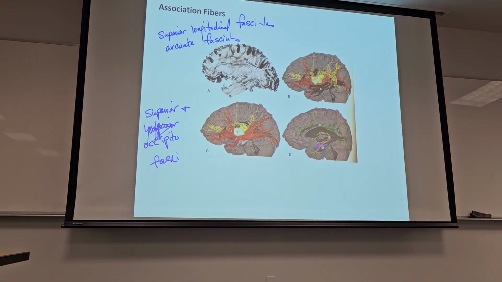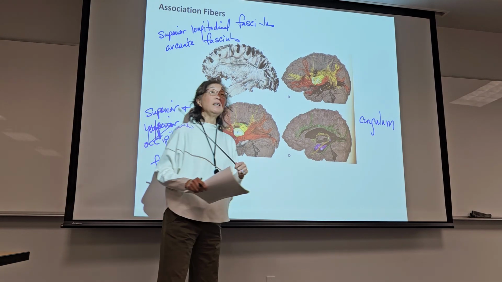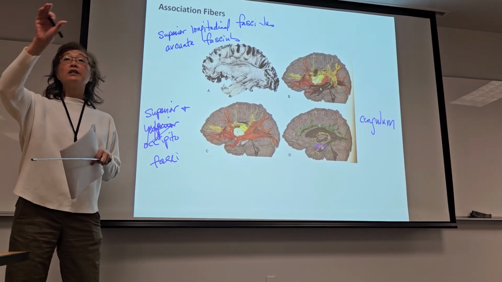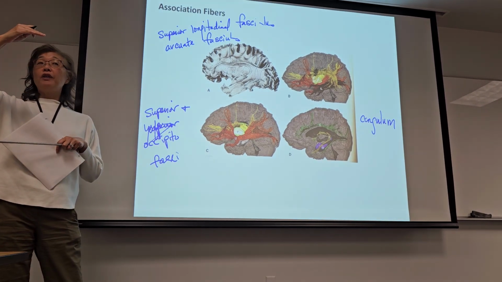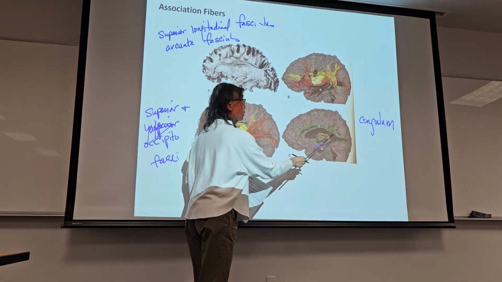Over here, we have the cingulum. I know I talked about this with a couple of groups. So the green here is the cingulum. It is inside the cingulate gyrus, which is the first gyrus that sits right above the corpus callosum. So right underneath here is the corpus callosum.